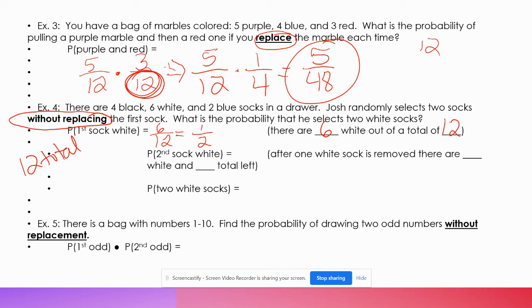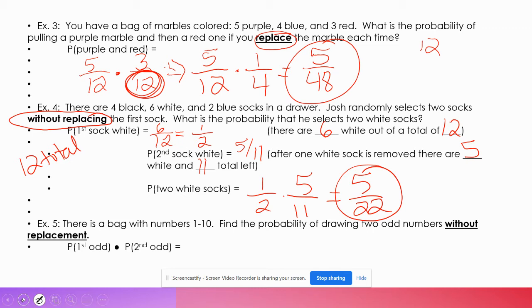Now, if we keep that sock, okay, after 1 white sock is removed, now there's only 5 white socks, and there are only 11 socks left in that drawer. So 5/11 is my new possibility. So 1/2 times 5/11, 1 times 5 is 5, and 2 times 11 is 22. That's 5 out of 22.